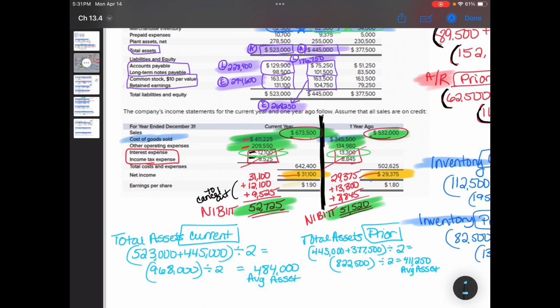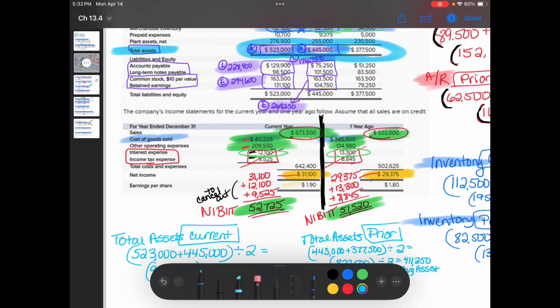Okay, so I wrote down the calculations at the bottom. We did total assets for this. So I took current and prior, and then we took current and prior. So let me draw those lines a little better. So we had to take these two. Nope, that still didn't work. Okay, how about in black? There we go. And we divided it by these two so that we could figure out the average.